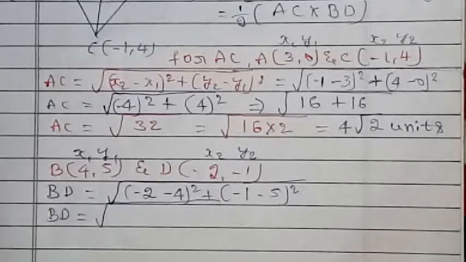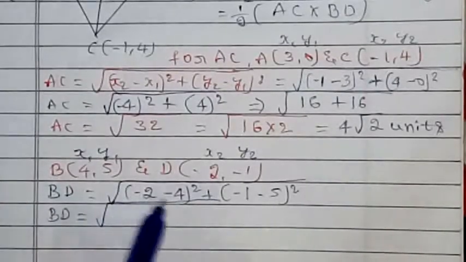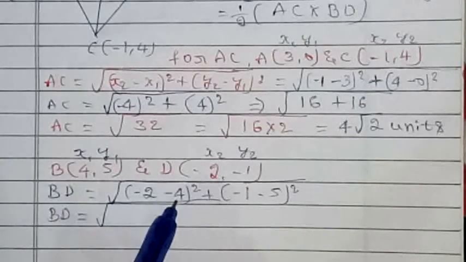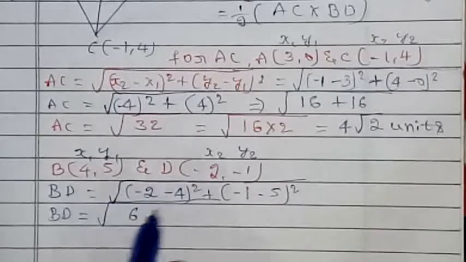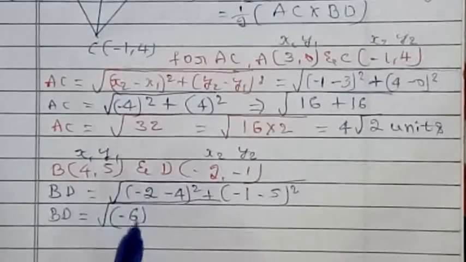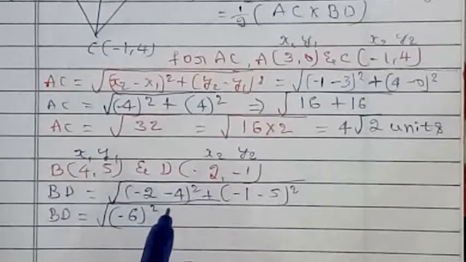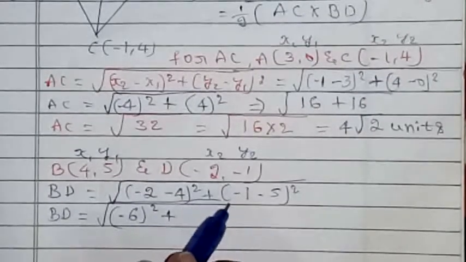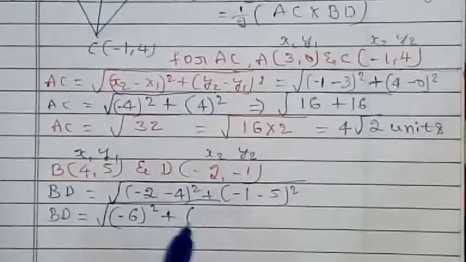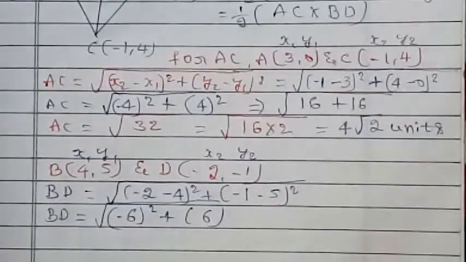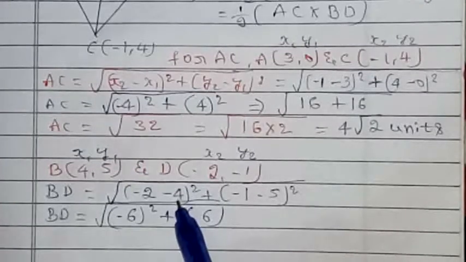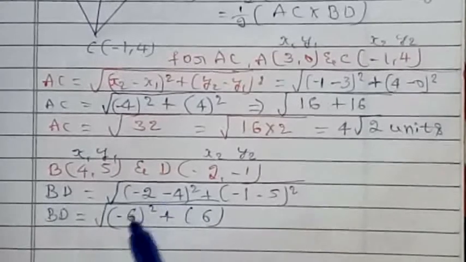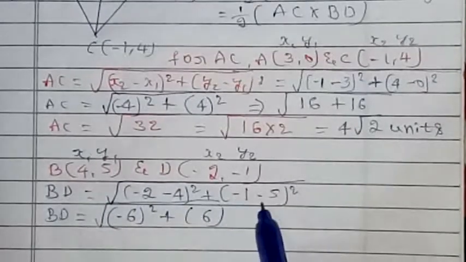So BD is equal to the square root of, minus into minus will be plus, so here you need to add. 4 plus 2 is 6, and the sign of the biggest number is minus, so minus 6 square. Clear? And here, plus, minus into minus is plus, so here also you need to add. 1 plus 5 is 6, and the sign of the biggest number, which is 4, is minus, so minus 6 whole square. Here minus into minus is plus.